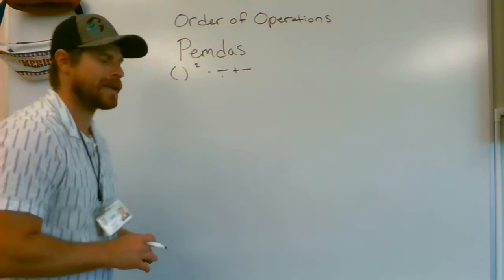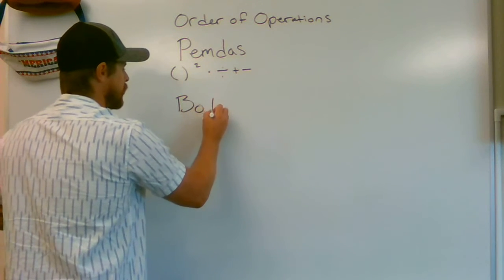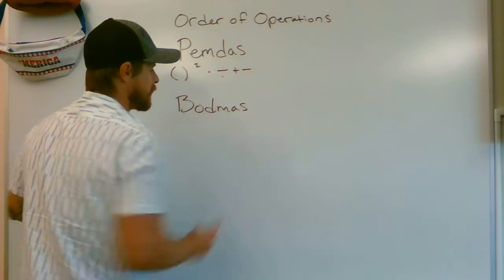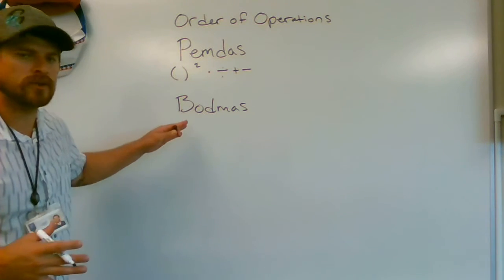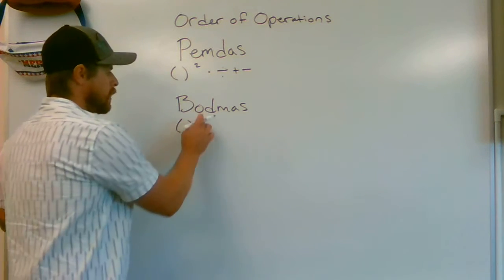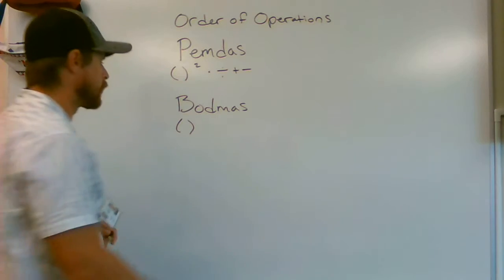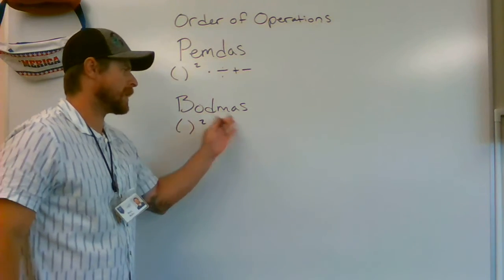Okay, now if you're in the UK, it sounds like you use BODMAS. Fancy a cup of tea, huh? So, terrible accent, but they use brackets, is what they call them. O stands for, I believe, orders. So your exponents, division, multiplication, addition, subtraction.